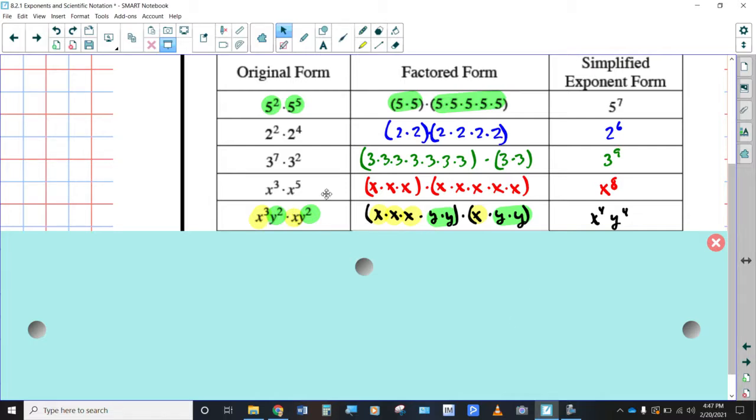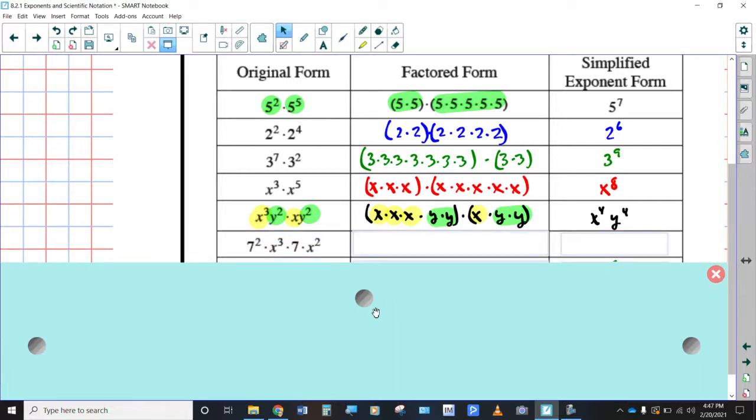So if you're ever struggling with the exponent rules, I cannot stress enough the benefit of expanding it out into factored form and then literally counting the number of x's and the number of y's being repeatedly multiplied, and choose that number as the exponent.